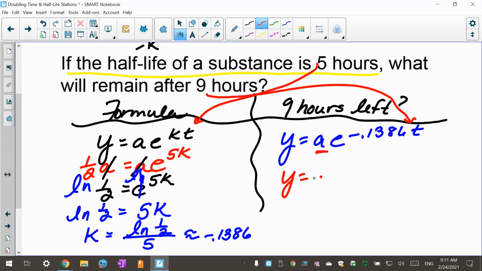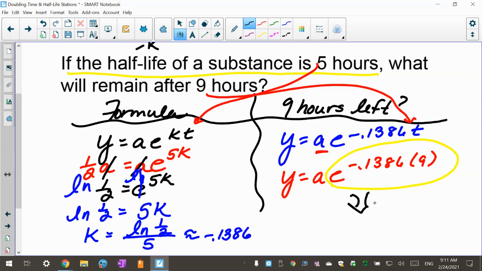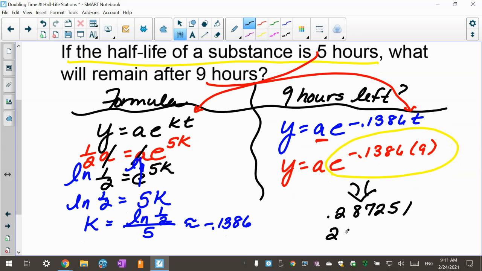So I have y equals A e to the negative 0.1386 times 9. And all you're going to do is just plug that into your calculator. When you do, you're going to get this decimal, 0.287251. So that means when I move my decimal place over, 28.73% remains, no matter what your A is, no matter what you started out with. 28.73% will remain of it. So you can answer that. It doesn't have to be in grams or pounds. It can be just as a percentage.